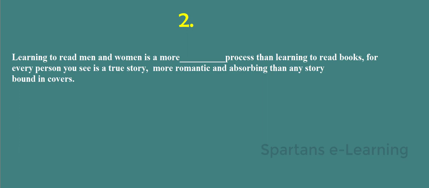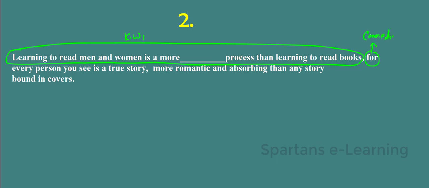Now if you look at a superficial level, first of all try to identify what is the keyword and what is the connector. See here, learning to read men and women is a more dash process than learning to read books. This whole thing is trying to convey some meaning, so I'll take this whole thing as one keyword, right? Now what is this "for"? "For" is a supporter, right? This is a connector here. What it is saying is this whole keyword one is going in the same direction as this one. So this is the second keyword, right?